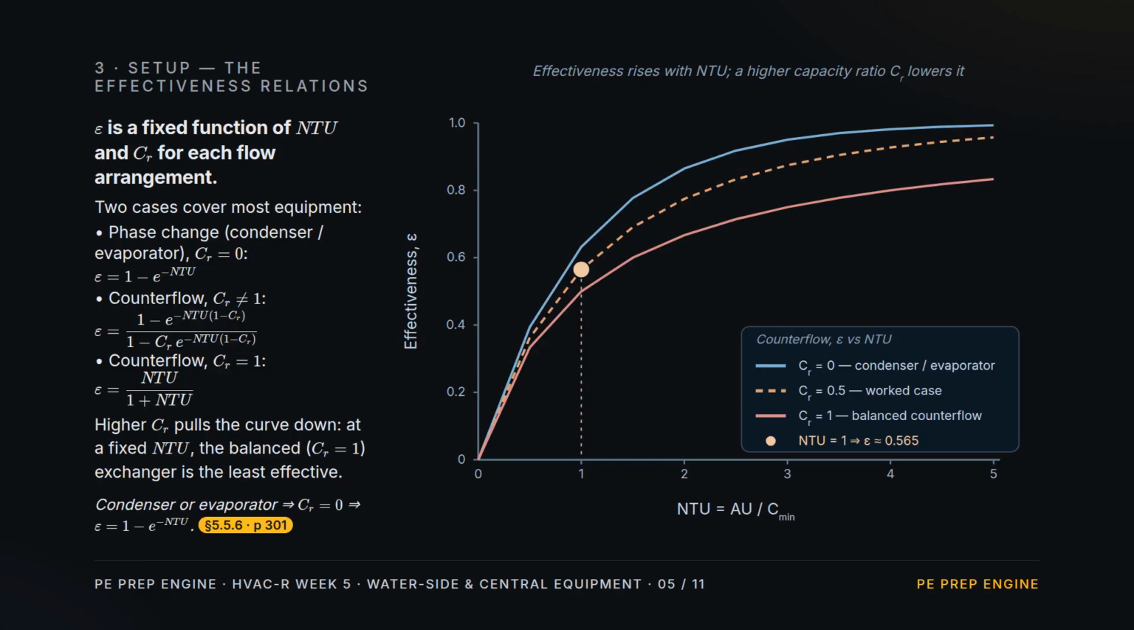Setup. The relations. Effectiveness is a fixed function of NTU and the capacity ratio for a given flow arrangement. 2 cases cover most waterside equipment. A phase change stream, a condenser or evaporator, has a capacity ratio of 0, and effectiveness is 1 minus e to the minus NTU. A counterflow exchanger uses the fraction on the left, with the balanced case collapsing to NTU over 1 plus NTU. On the chart, every curve climbs with NTU toward 1, and a higher capacity ratio pulls it down. The balanced exchanger is the least effective at any given size.